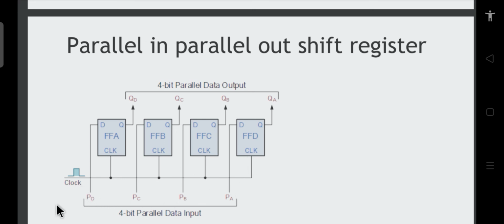That is why it is called parallel in, because the input can be written parallelly to all the flip-flops simultaneously. And at the same instant the output can also appear on each of the flip-flops. So that is why it is called parallel out. So it is a parallel in, parallel out shift register.